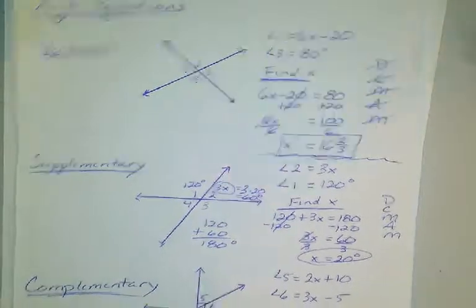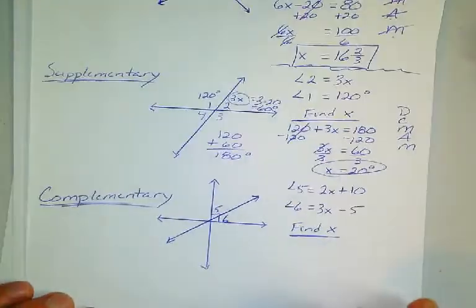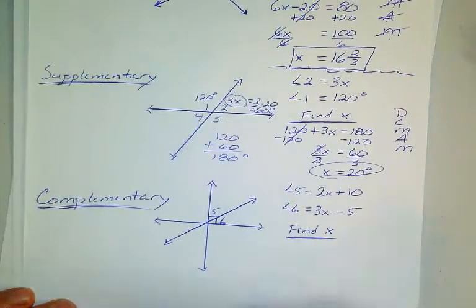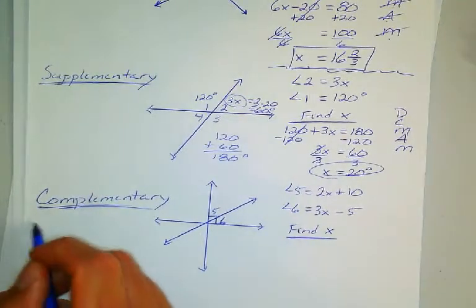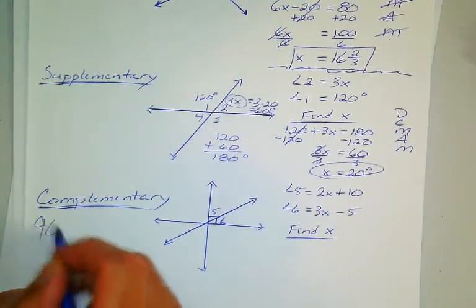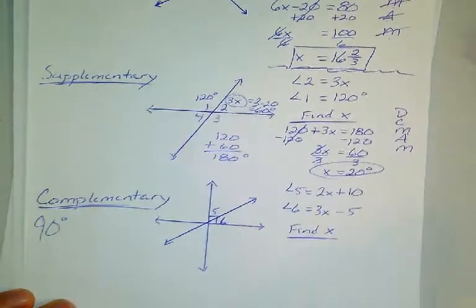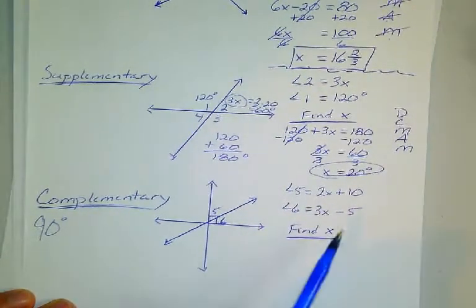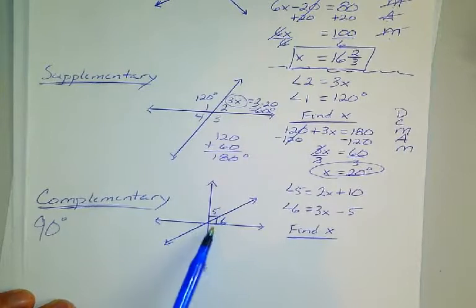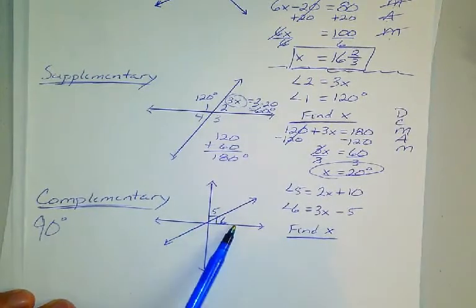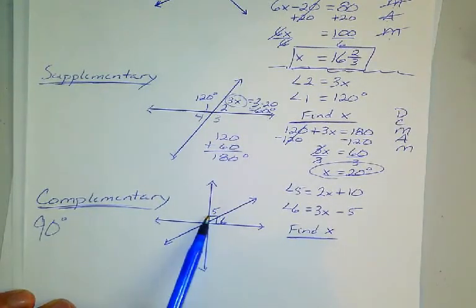All right. Last example, complementary angles. Remember, complementary, that C turns into a 9 for 90 degrees. So complementary angles add up to 90. So I've got a couple angles here. I have angle 5 and angle 6. These two angles are part of a right angle. They combine to 90 degrees. So they're complements.